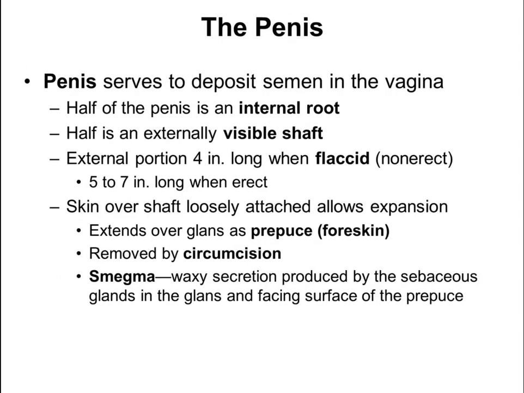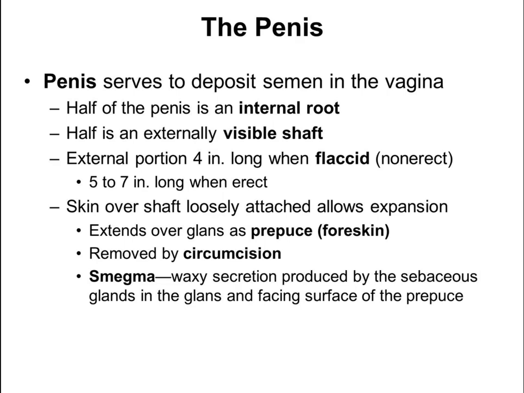And then we have the penis. The penis serves to deposit semen into the vagina. Half of the penis is an internal root, and half is the externally visible shaft. The external portion is about 4 inches long when flaccid or non-erect, and 5 to 7 inches long when erect. The skin over the shaft is loosely attached to allow for expansion.